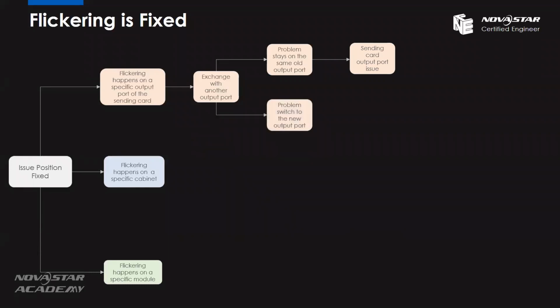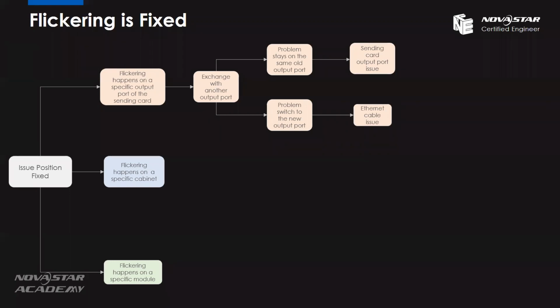And if the problem switches to a new output port, which means the problem follows the Ethernet cable to the new one, we can locate the issue on the Ethernet cable. So this is about screen flickering on a specific output port of the sending card. We can exchange between the normal output port and the abnormal one, to locate whether the issue is on the output port or on the Ethernet cable. And let's see the second situation.